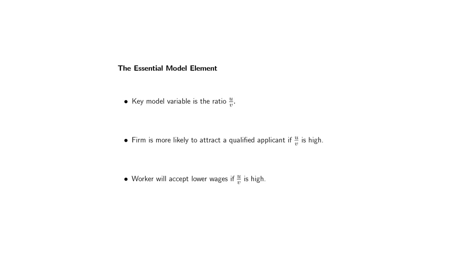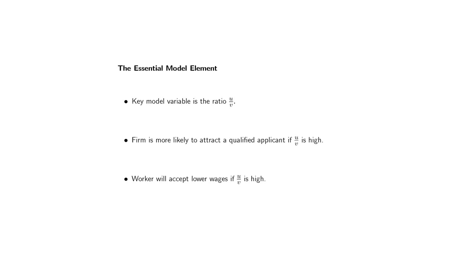So that's the way the model works. You create a vacancy, you hope the vacancy attracts a qualified applicant, and then you bargain with that qualified applicant when they show up. The key model variable is the ratio U over V. Now, what is U, what is V? U is the unemployment rate, and V is the vacancy rate. So as I've mentioned before, it's the number of job openings divided by the number of people employed in the country.